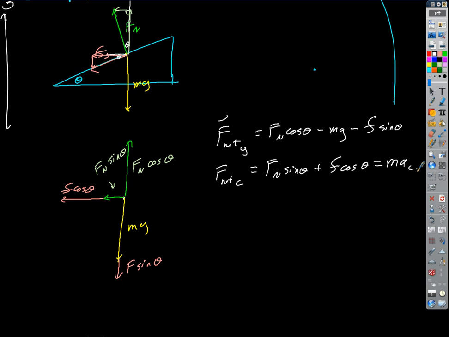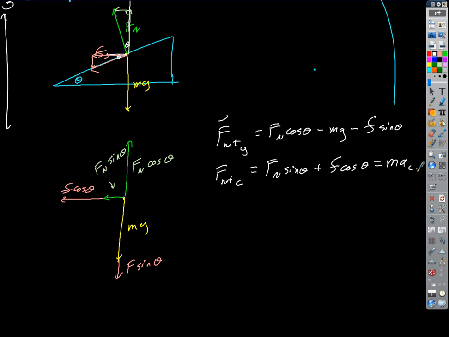Okay? And up top, mg should be added to f sine. What did I forget? F_n cosine theta minus mg plus friction sine theta. Right? No, you subtracted. Oh, okay. Right, because it's going down.